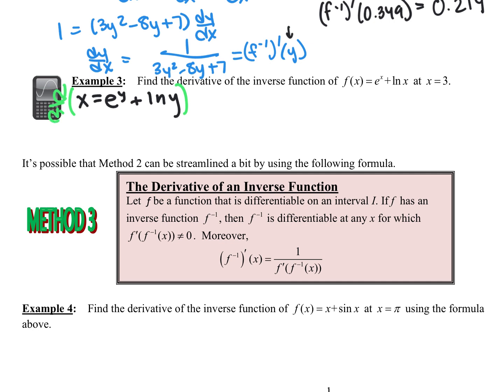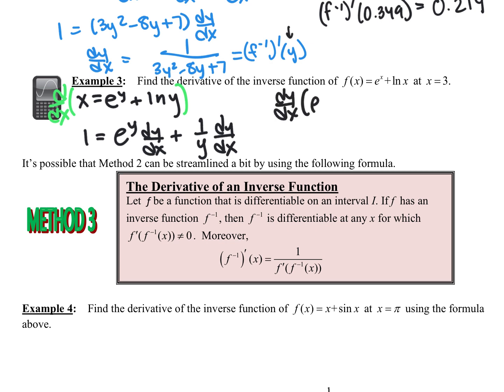So take the derivative of x on both sides, and we'll get 1 is equal to derivative of e to the y is e to the y times dy/dx. Derivative of ln y is 1 over y times dy/dx. We'll factor out our dy/dx. We'll be left with e to the y plus 1 over y, and then on the other side we have 1. And so dy/dx will be equal to 1 over e to the y plus 1 over y.